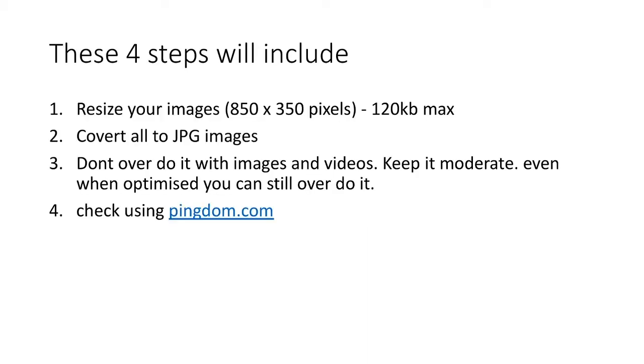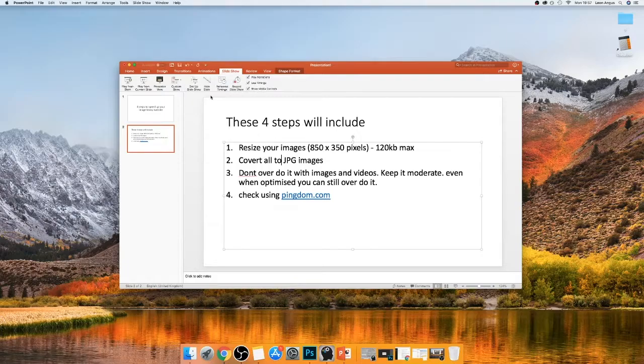Okay, so the 4 things we're going to be covering inside of this video are: 1, how to resize your images. I generally go for around 850 by 350 pixels and 120 KB max. And 2, how to convert all of your images to JPEG. Then 3, we're not going to overdo it with images and videos, and we're going to keep it moderate. I'm going to go over that in depth of exactly how to do so. And then 4 is how to actually check your site on pingdom.com. That's just a website that can be used to check how fast your website is loading. Okay, so we're going to get straight into that.